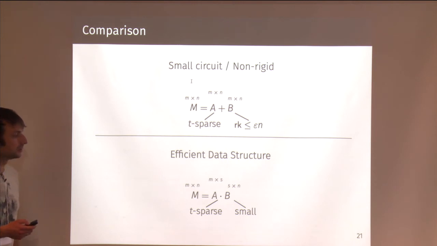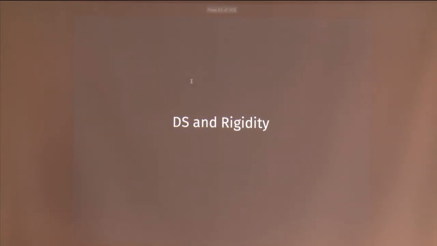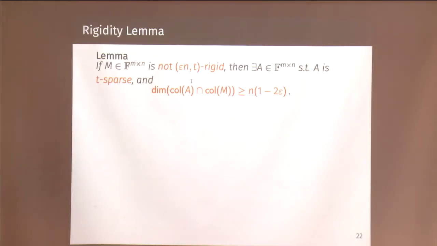Okay. So I want to show a connection between rigidity and data structure lower bounds. For this, I'll prove some structural property of non-rigid matrices. So look, a random matrix is rigid. Being rigid is kind of a natural property. Most matrices are rigid. If you are not rigid, there must be a reason for it. So there must be some structure in your matrix. Here is one structural property that we prove for non-rigid matrices.